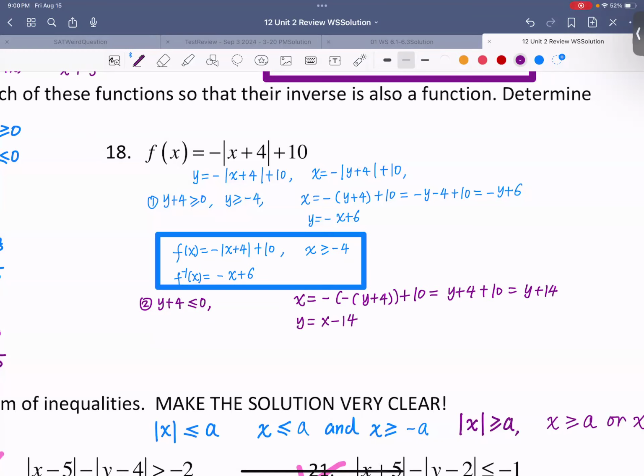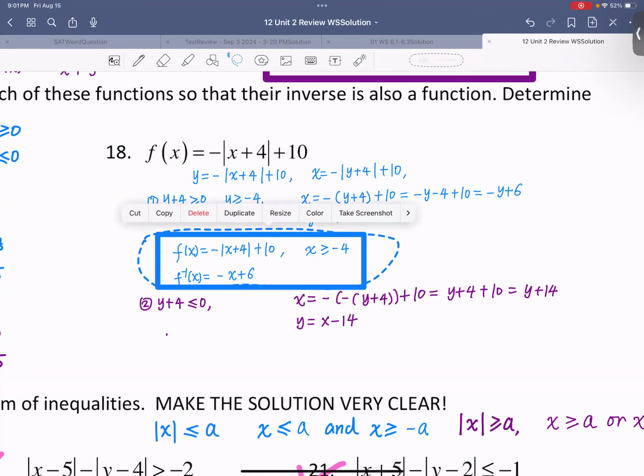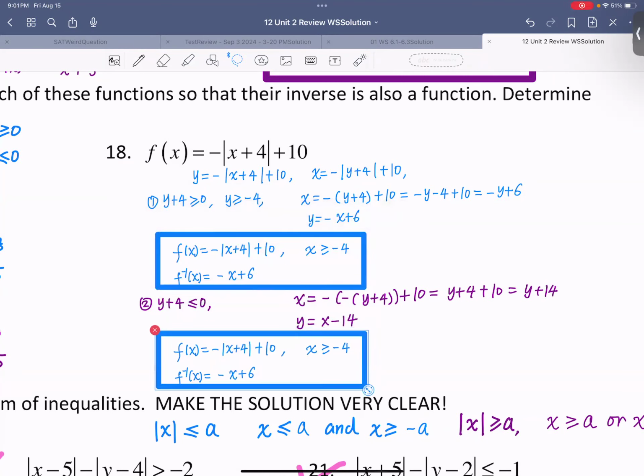And then you copy the original one. Hold on. I'm going to be lazy because I have these good notes. I'm going to change this. Look. Then you set the limitation to x equal to or less than negative 4. And then the inverse of the function is equal to x minus 14.